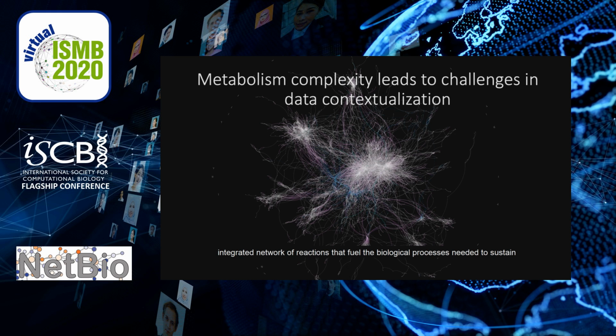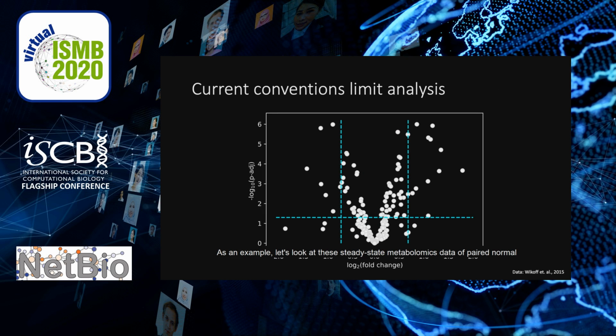Metabolism is a complex, integrated network of reactions that fuel the biological processes needed to sustain life. And contextualizing the data can often be very challenging, even for experts in the field. As an example, let's look at these steady-state metabolomics data of paired normal and adenocarcinomic lung tissue samples. Standard approaches might begin with plotting the data like so in order to prioritize hits. But this could miss important relationships regarding how these components work together to form this complex cooperative network, particularly if these patterns emerge in pathways we are not as familiar with.